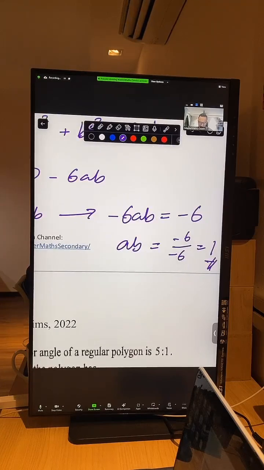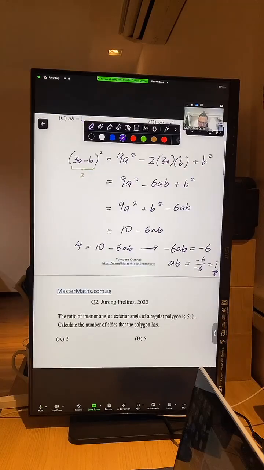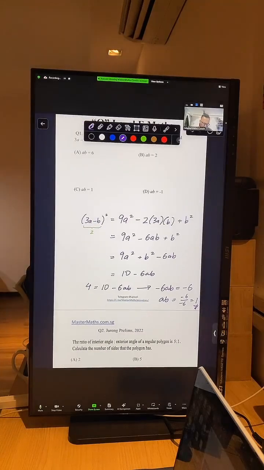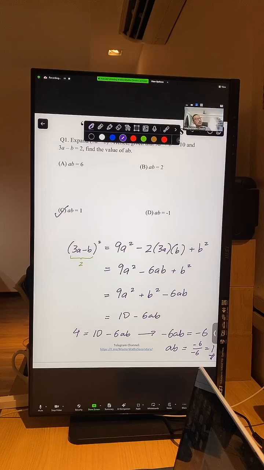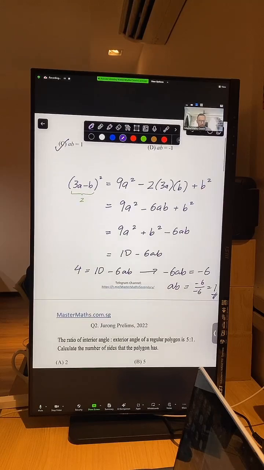Okay. So the answer for ab, 1. So those of you all who said the answer was C, well done. Give yourself a pat on the back. You did it. You did it. So the answer is C. Okay, I give you all time to copy down.